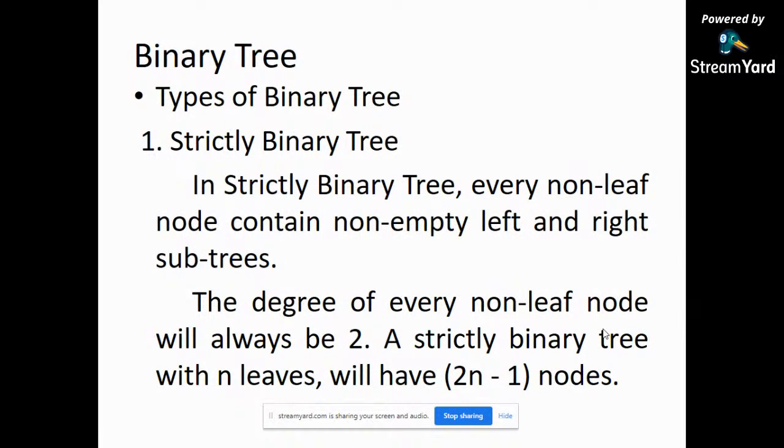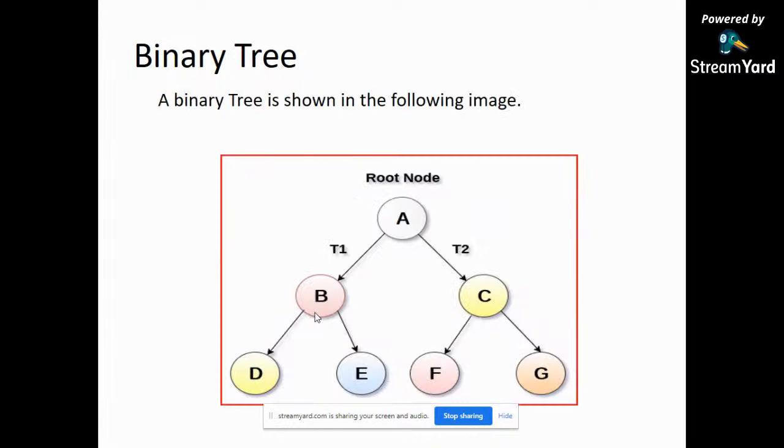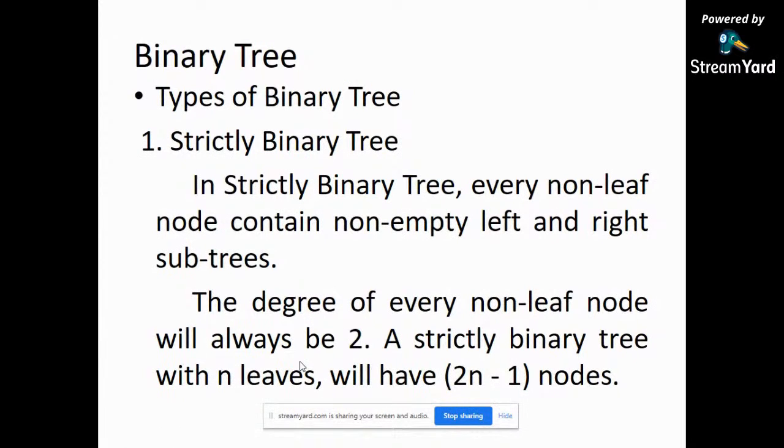Now, types of binary tree. There are two types of binary tree: strictly binary tree and complete binary tree. In a strictly binary tree, every non-leaf node contains non-empty left and right subtrees. Non-leaf nodes means the intermediate nodes. So every intermediate node contains a non-empty left and right subtree. The degree of every non-leaf node will always be 2.